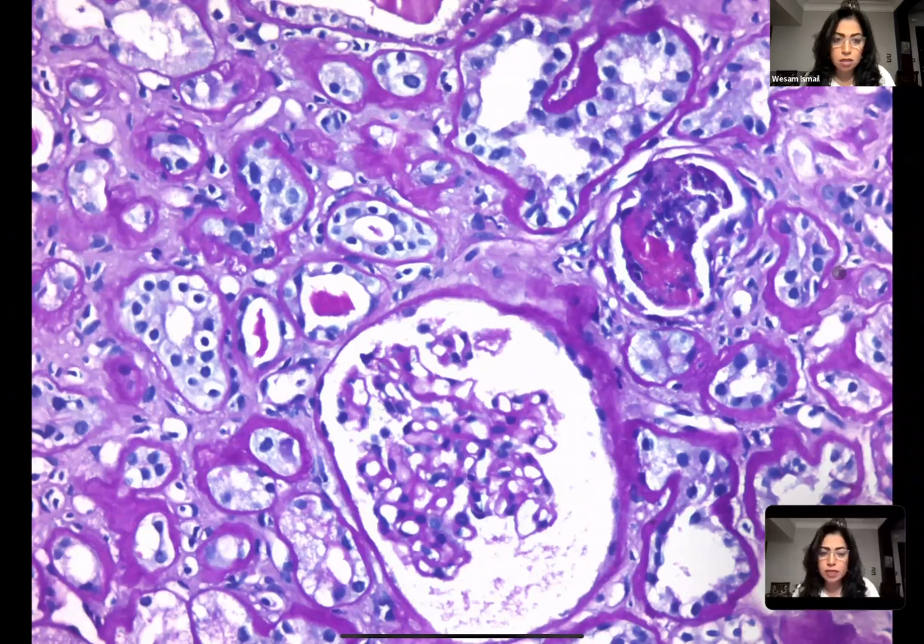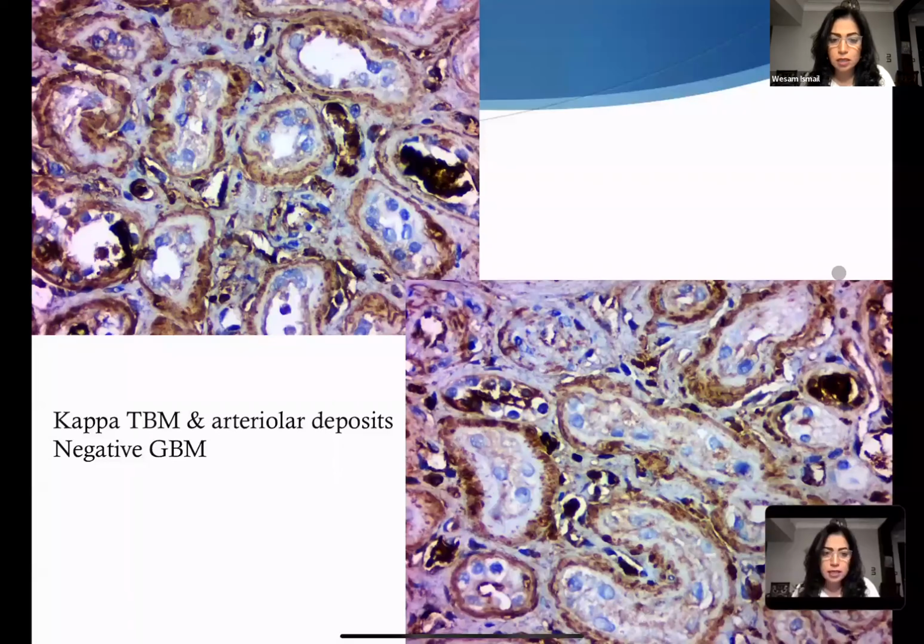No, this is a cast. Someone is asking whether this is a crescent or not. No, a crescent is... as you can see in the glomerulus, there is absolutely nothing.